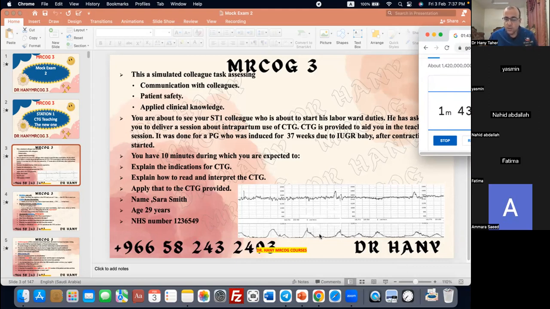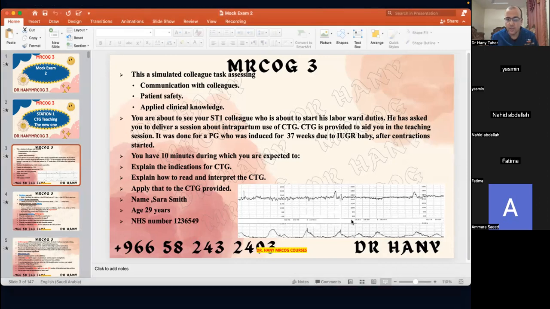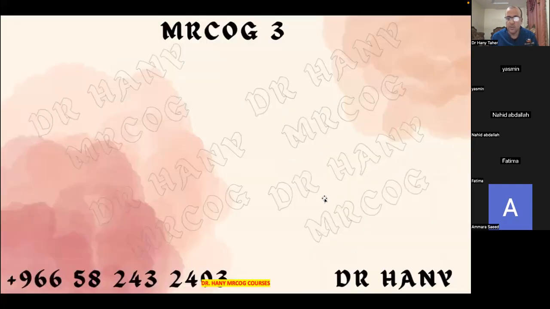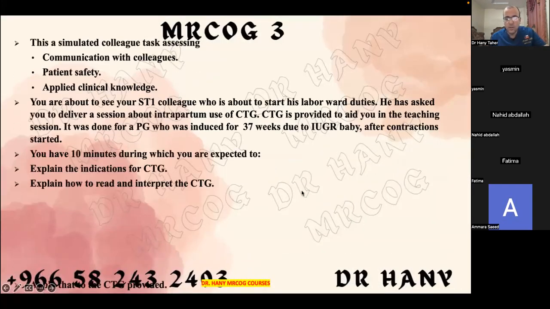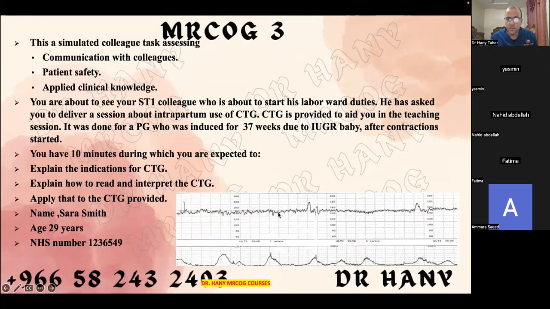Very good. So which color will it be? It will be white. Yes, very good. And now what is the baseline rate? Actually, I can see it's about 140. Yes. So again, it will be white because our baseline rate should be between 110 and 160. And how is the variability? The variability is within normal, between 5 and 25. Very good. Can you see any accelerations over here? Actually, yes, there are about 2 or 3 accelerations, more than 15 beats for 15 seconds. Yes. And is there any deceleration? No, I couldn't find any deceleration in that CTG.